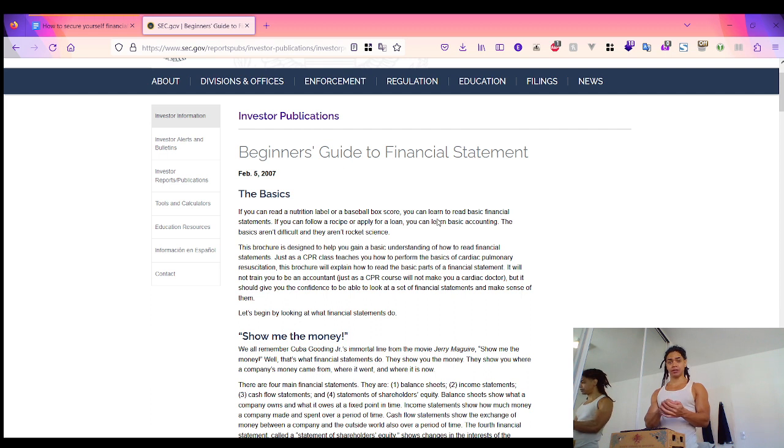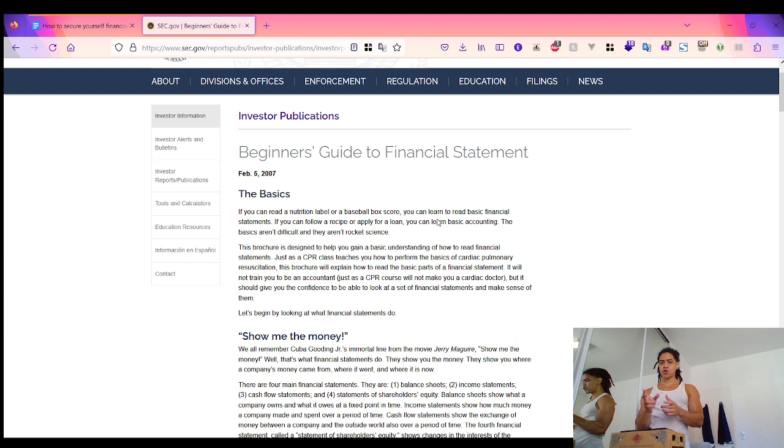So financial statements, after all, show you the money, from the immortal lines of Cuba Gooding Jr. in Jerry Maguire: "Show me the money." That's exactly what financial statements do. They show where the company's money came from, where it is now, and where it went. There are four financial statements: balance sheets, income statements, cash flow, and the statement of shareholders' equity.